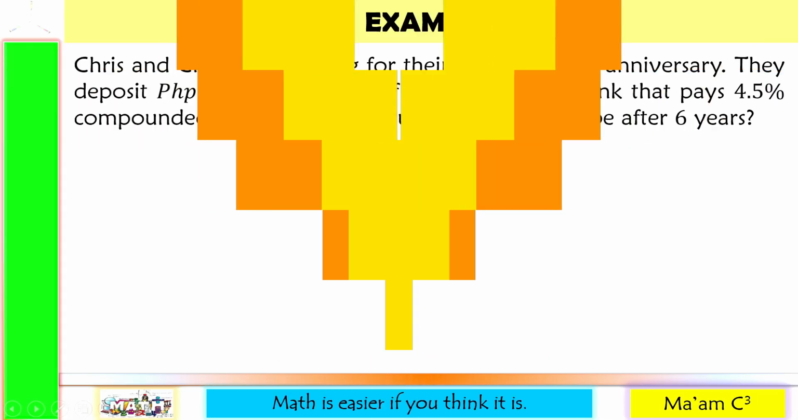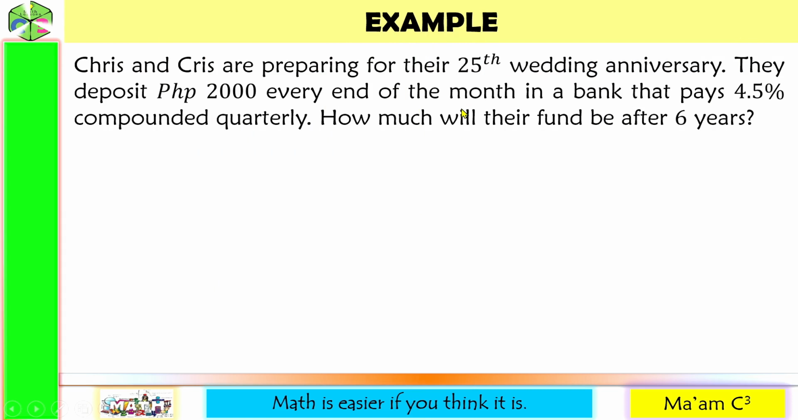Let's have an example. Chris and Chris are preparing for their 25th wedding anniversary. They deposit 2,000 pesos every end of the month in a bank that pays 4.5% compounded quarterly. How much will their fund be after 6 years? Let us analyze first the scenario.